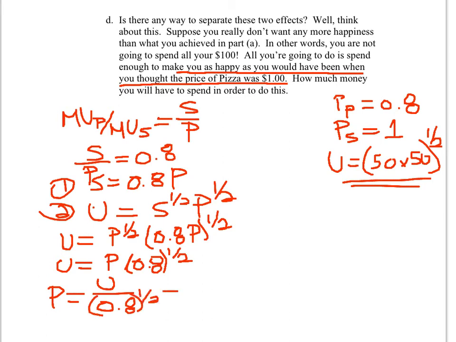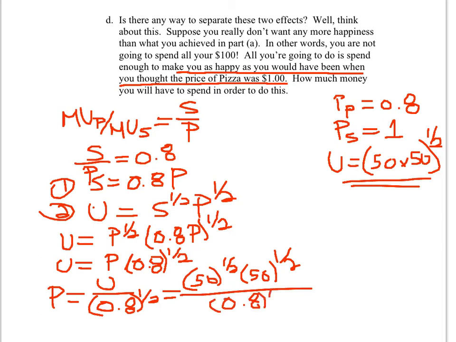Now we know U is equal to this, right? So 50 times 50 to the 1/2, over 0.8 to the 1/2. And that's going to be equal to 55.9. I'm going to round it off to 56. So if you consume enough pizza at the new price of pizza to make you as happy as you were in part A, you will consume 56 units of pizza.